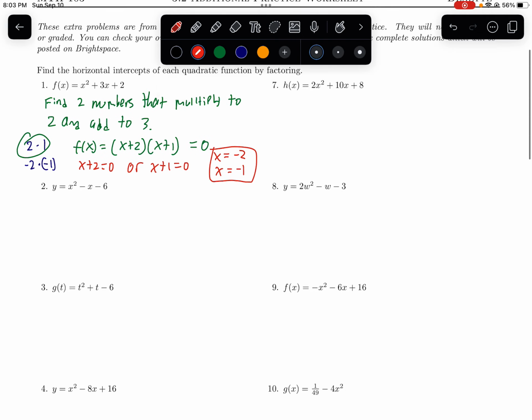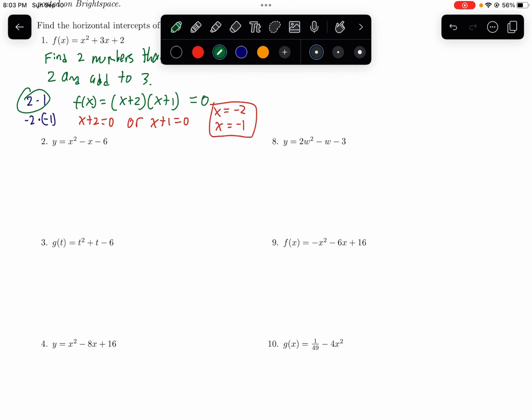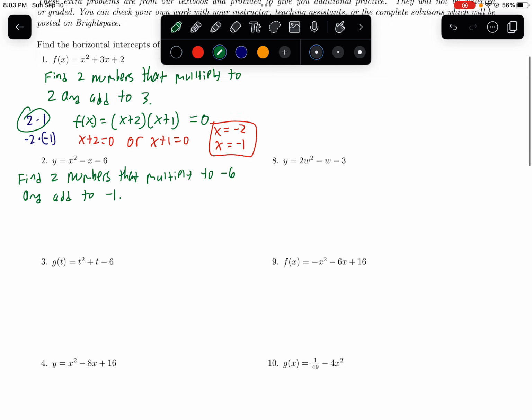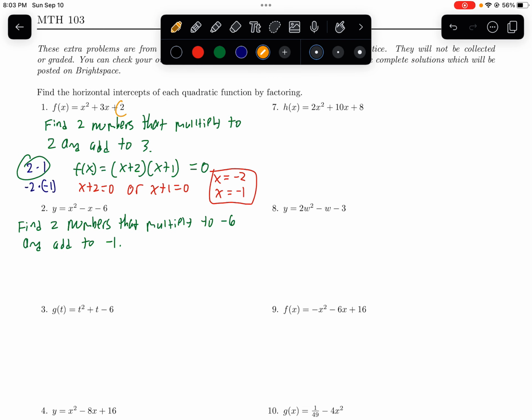Okay. For question 2, same thing. Find two numbers that multiply to -6 and add to -1. So they have to multiply to the c, right, the constant number, and they have to add to b. So here we have -1. That's where that's coming from.